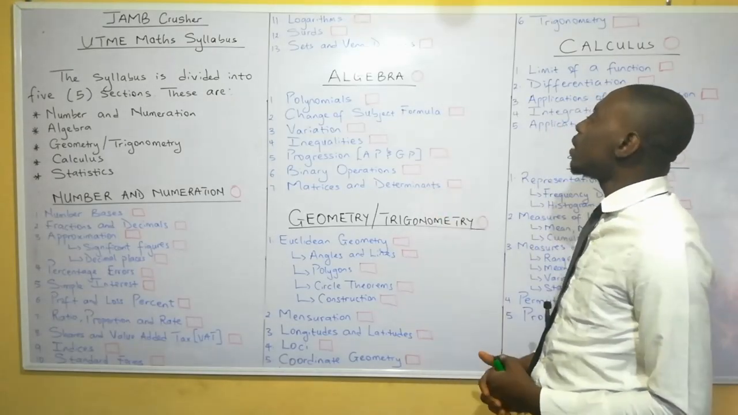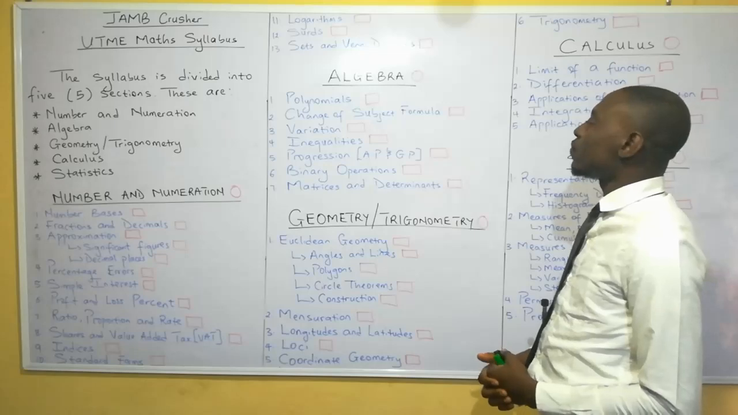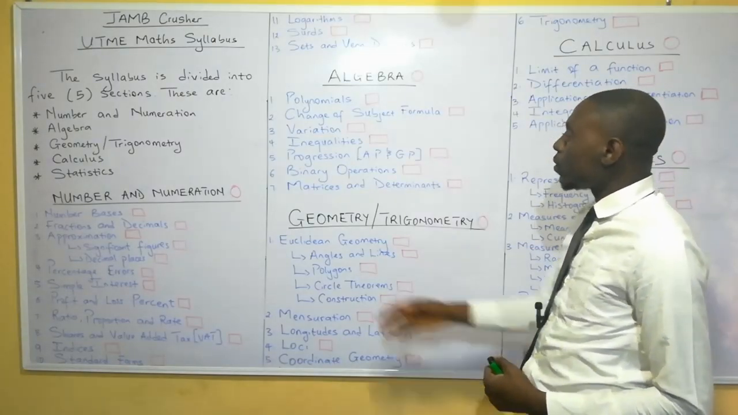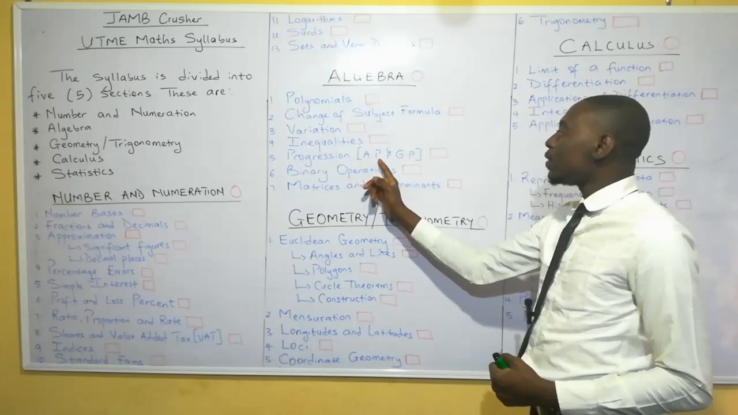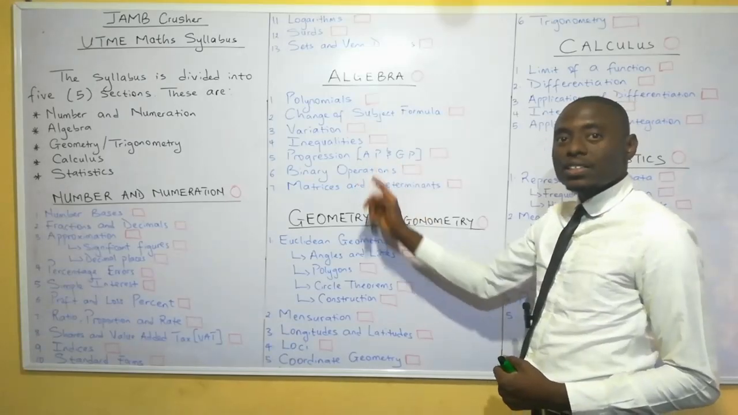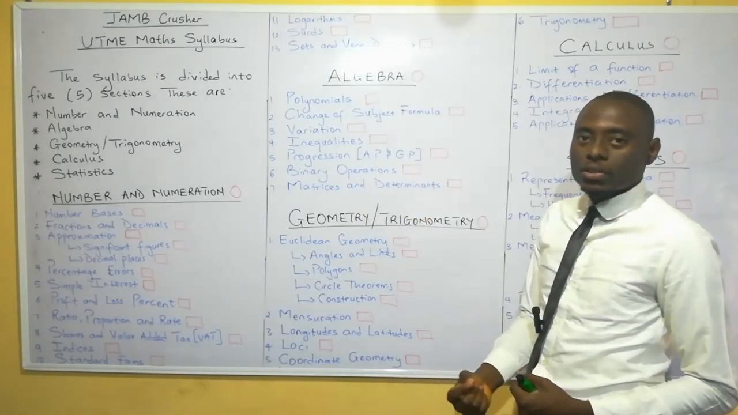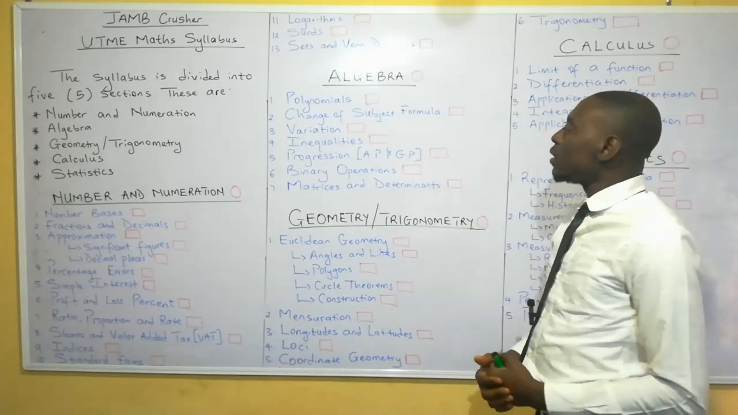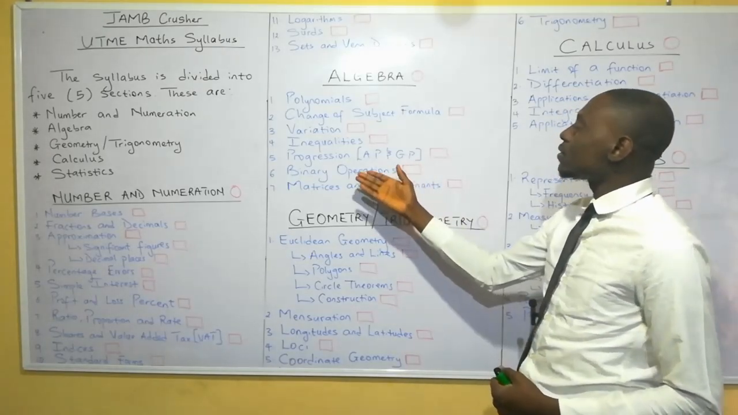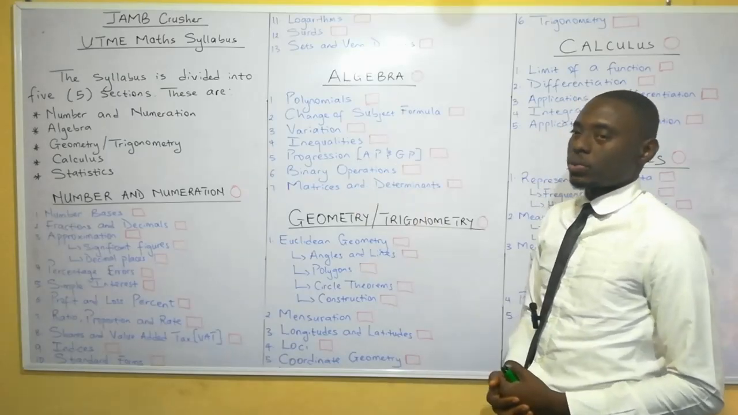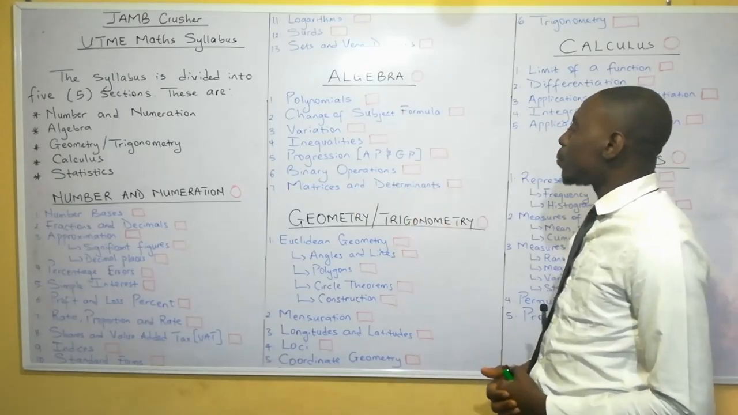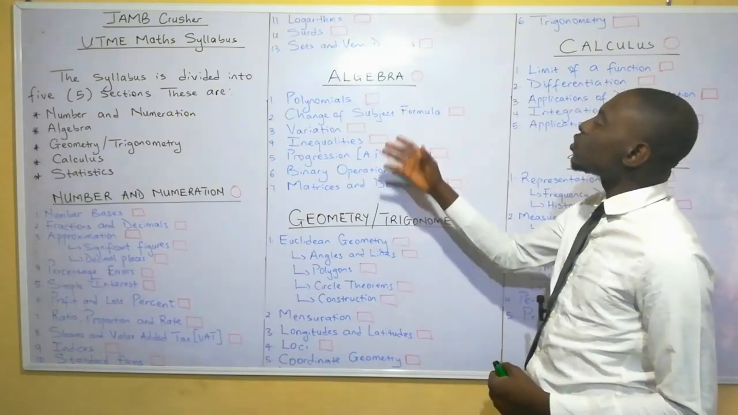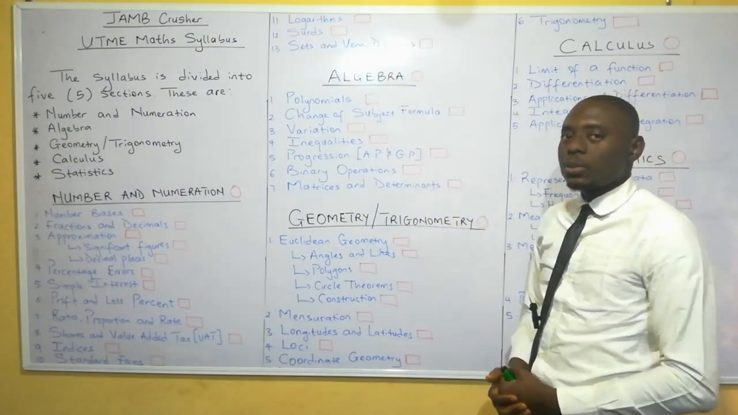We have polynomials, change of subject formula, variation, inequalities, progression. Under progression, we have AP and GP. AP stands for arithmetic progression, while GP stands for geometric progression. Then we are still going to talk about sequence and series under progression as well. Then we have binary operations, matrices, and determinants. All these are topics under the algebra section.